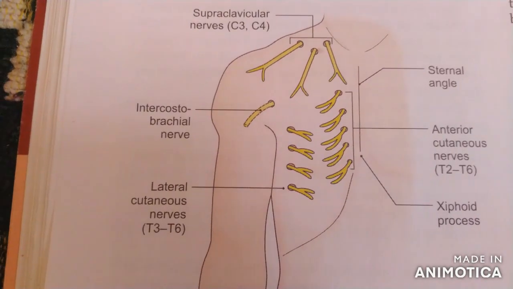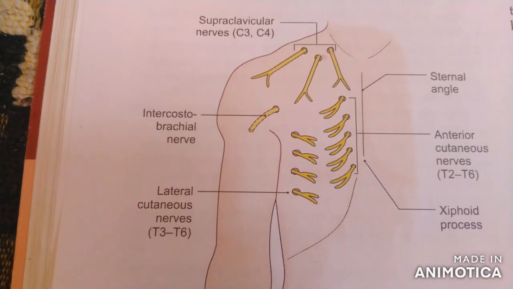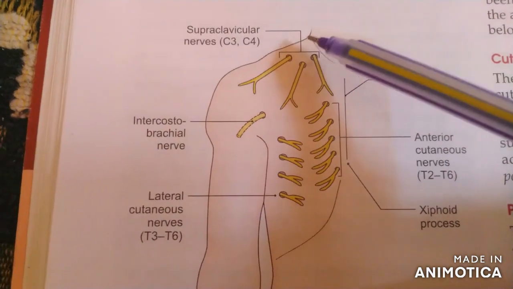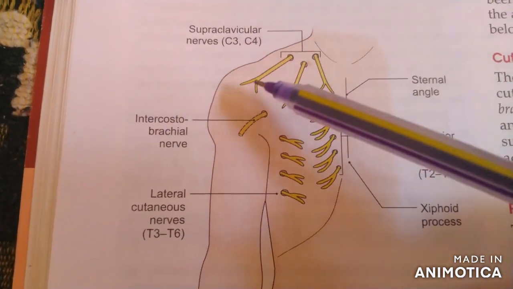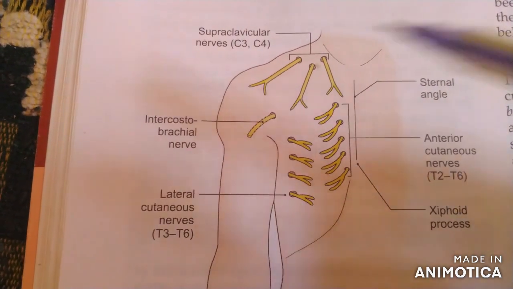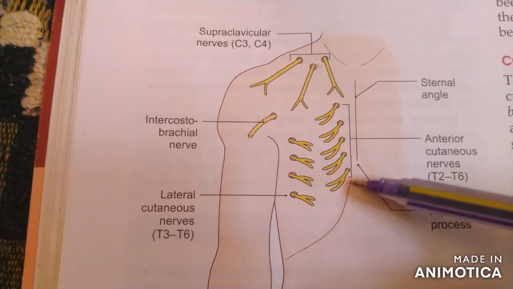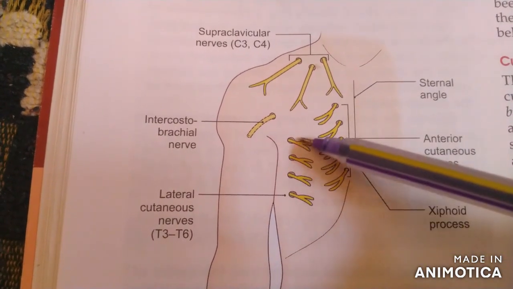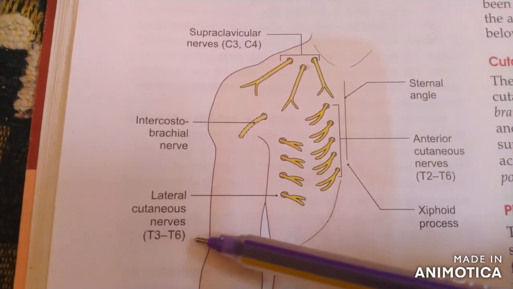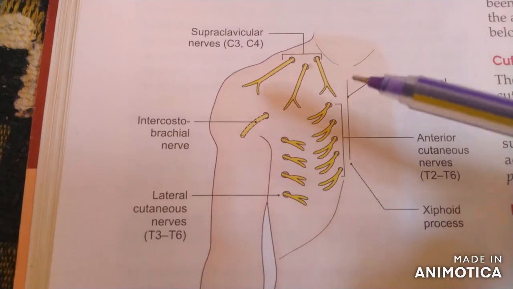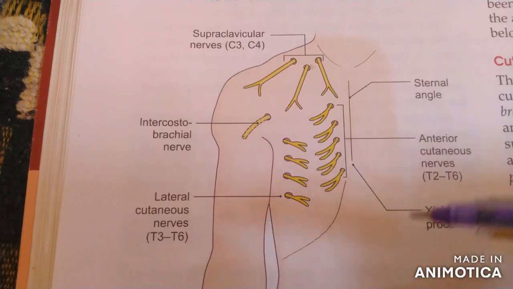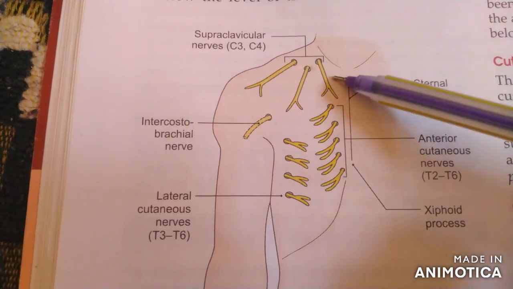First of all, we will study the cutaneous nerves of the pectoral region. We have different groups of nerves that supply this region. First, we have the supraclavicular nerve, those are the medial, intermediate and the lateral supraclavicular nerve. Then we have the anterior cutaneous nerve and the lateral cutaneous nerve, which are the second to sixth and third to sixth intercostal nerves. Then we have the intercostobrachial nerve. These are the major nerves that supply the pectoral region.